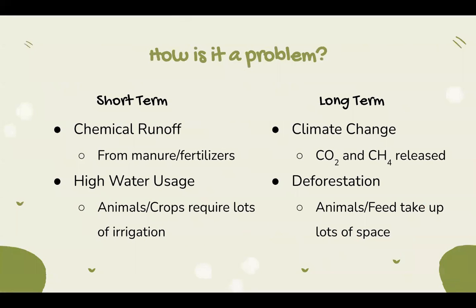Now, why is animal agriculture a problem? Well, basically, the gist of what we're going to tell you today is how animal agriculture can have adverse effects on the environment. And it has both short-term and long-term effects.